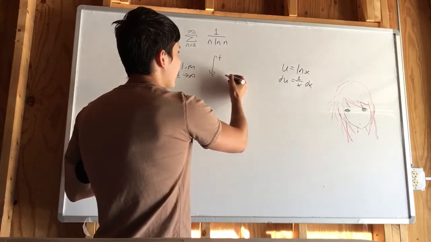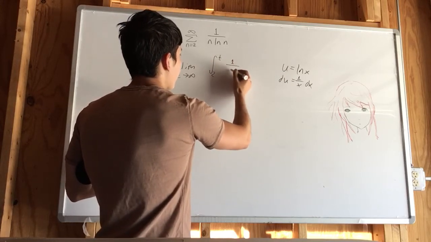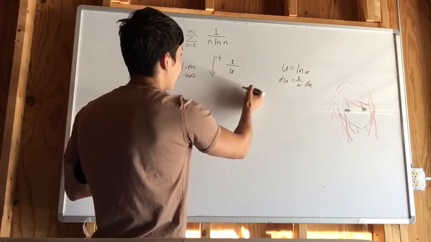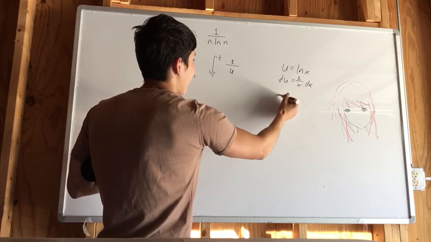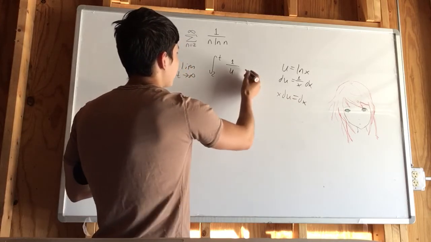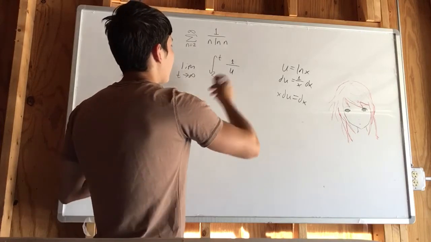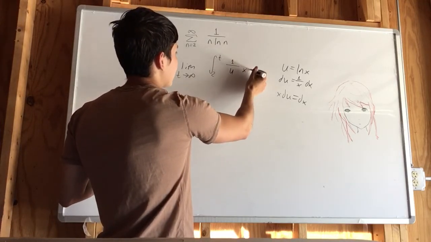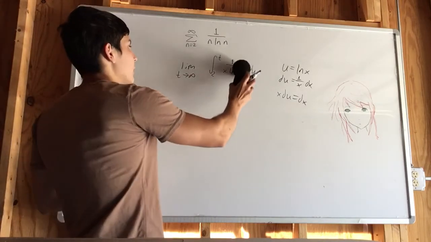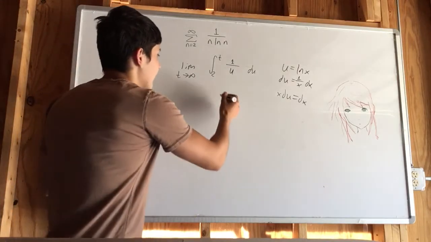So now we can do this u substitution. We had 1 over u, and this is obviously going to cancel out with this one, because we have x du equals dx. And we had dx in here, so we make that substitution. That would be x du, and we had the x down here from that n, so these two x's cancel out, and we're just left with this, which is obviously the natural log.